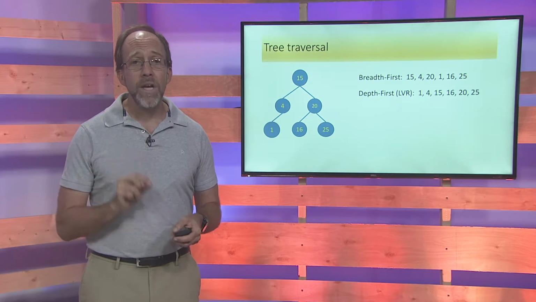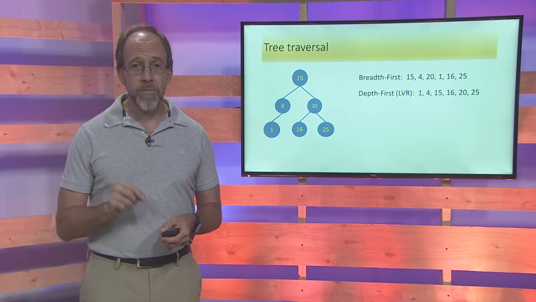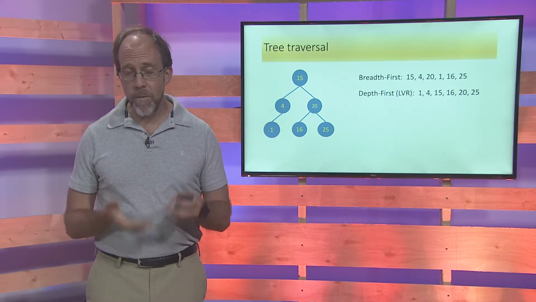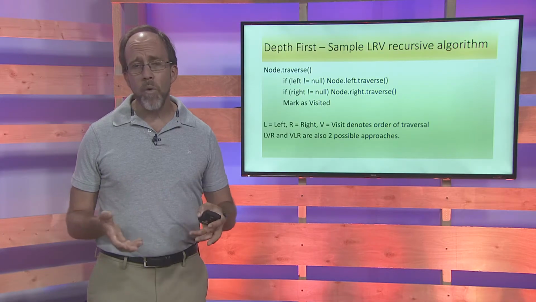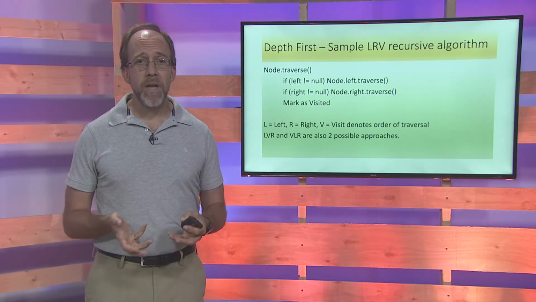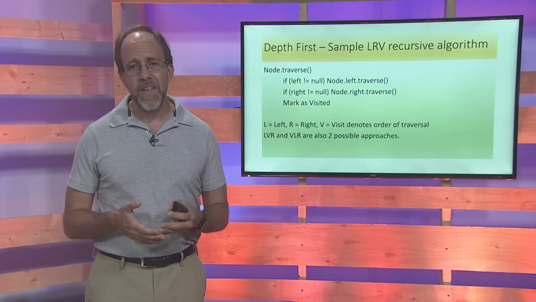If I say, what is the traversal of a depth first traversal? What's the order of items visited in a depth first traversal in LVR? This is the order. And of course, there are other ways to do this. So let's look at this concept of, in this case, an LRV. What am I doing? What would a function look like that was implementing LRV? Well, again, it's not that hard.